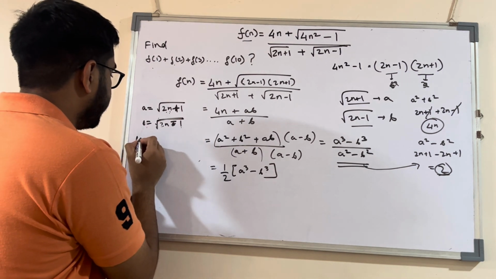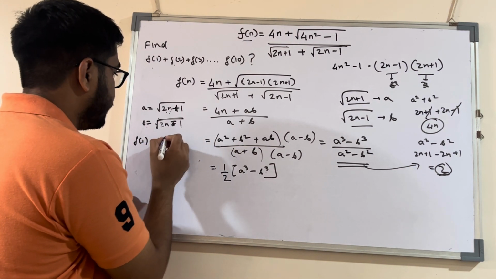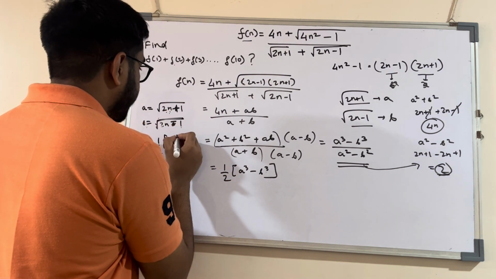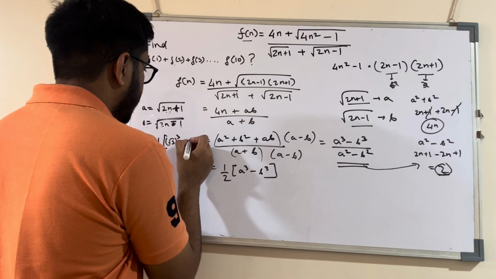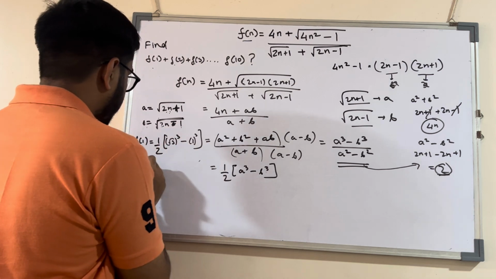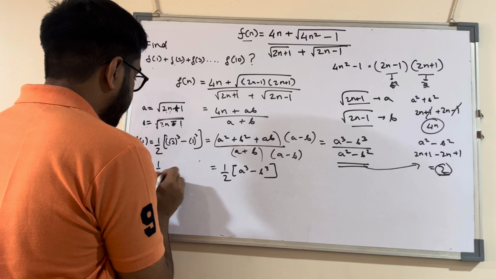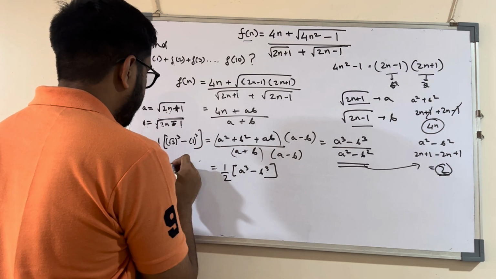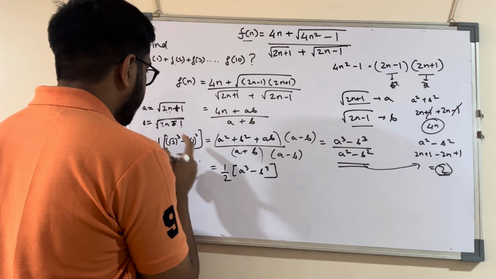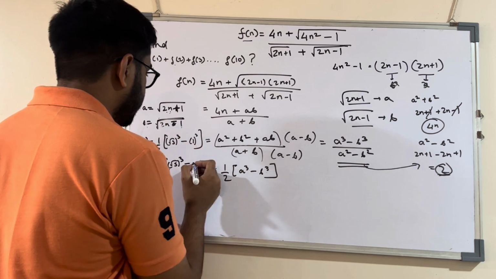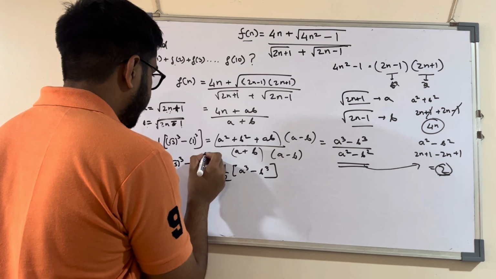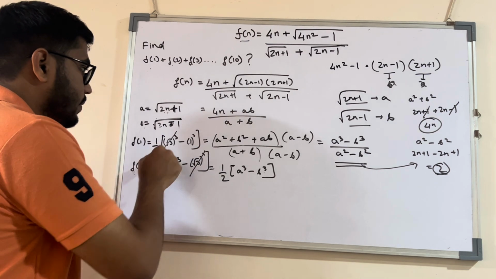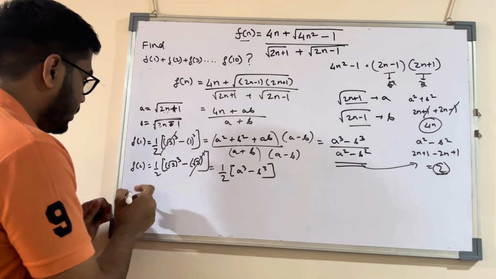So what is f of 1? f of 1 is half into root 3 cube minus 1 cube. What is f of 2? f of 2 is equal to half into root 5 cube minus root 3 cube. So what is the pattern you are seeing? This term is getting removed, right? Now let's try f of 10.